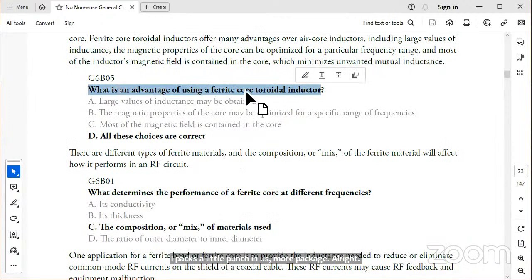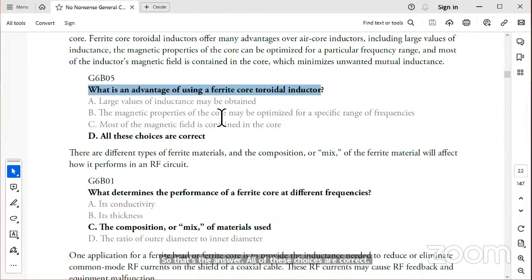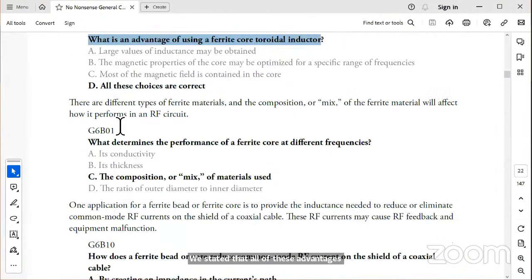Next question in the question pool. What is an advantage of using a ferrite core toroidal inductor? So we had given a series of advantages, and we said all of them are correct, and you'll get them in your question pool as all of these choices are correct. So that's the answer. All of these choices are correct. What are they? Large values of inductance may be obtained. The magnetic properties of the core may be optimized for a specific range of frequencies, and most of the magnetic field is contained in the core. We stated that all of these are advantages of ferrite core toroidal inductors. So that's why all of these choices are correct.